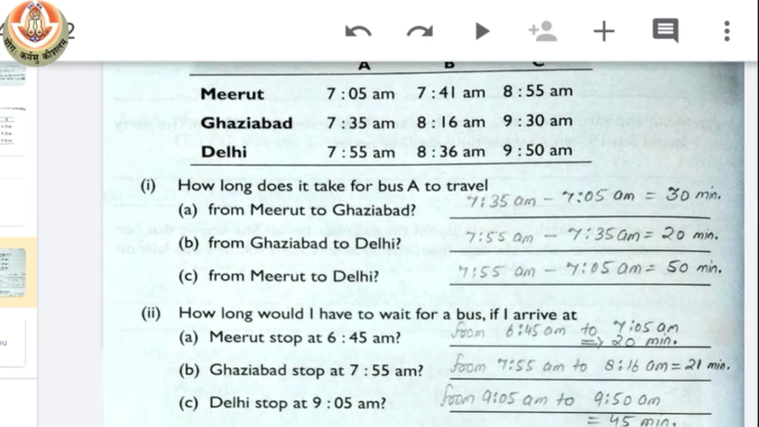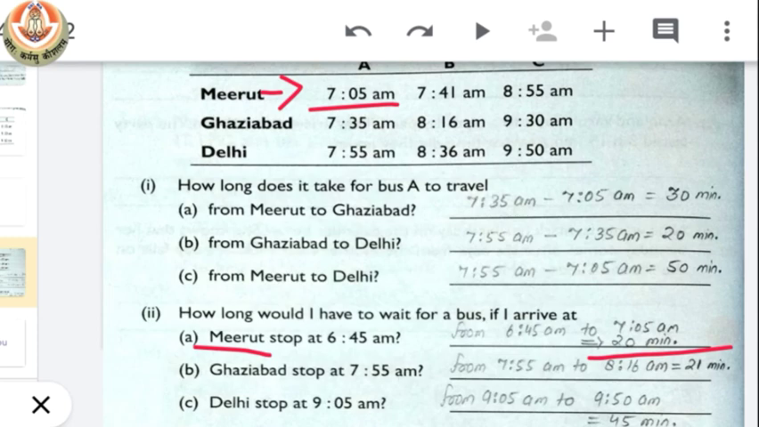Now the next question is, how long would I have to wait for a bus if I arrive at a stop? The first case is when I arrive at Meerut stop at 6:45. You can see here, after 6:45, the first bus is around 7:05. So from 6:45 to 7:05 we have a 20-minute gap. That means I have to wait around 20 minutes.